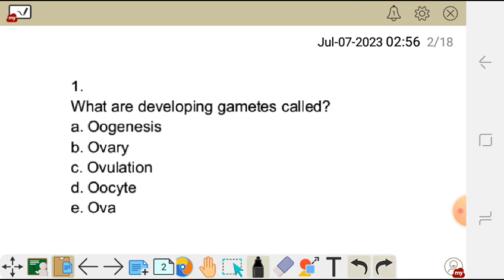Oogenesis is simply gametogenesis in female. Production of gametes in female is called oogenesis. And ovary is an organ which is responsible for production of gametes. Ovulation is simply the release of a mature oocyte, and ova is a mature oocyte. The correct answer for question 1 is oocyte. Oocyte is the developing gamete.